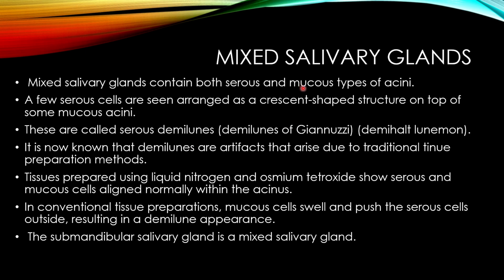Then there come the mixed salivary glands. The mixed salivary glands contain both serous and mucous cells. Few serous cells are seen arranged as a crescent-shaped structure on top of some mucous acini. These are called serous demilunes, as we have seen in the previous images.